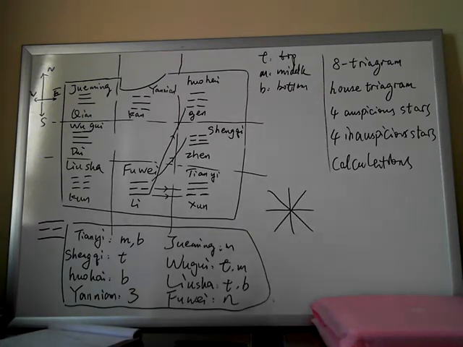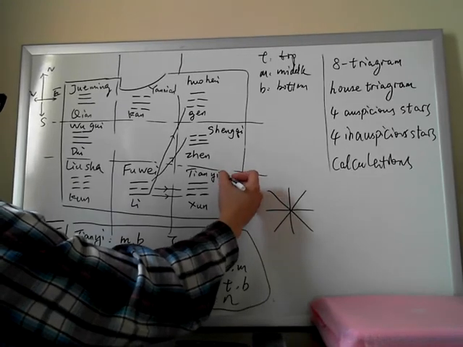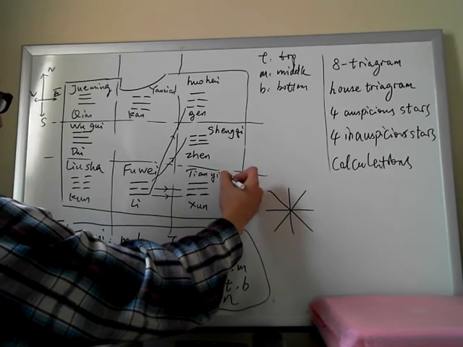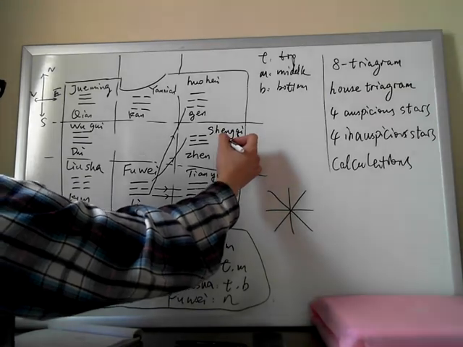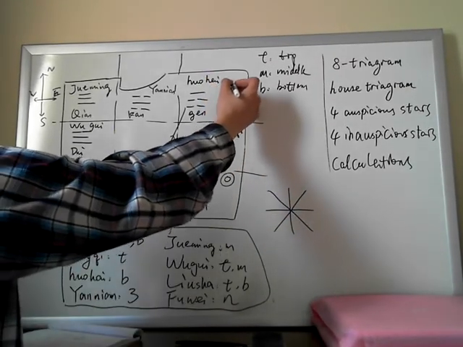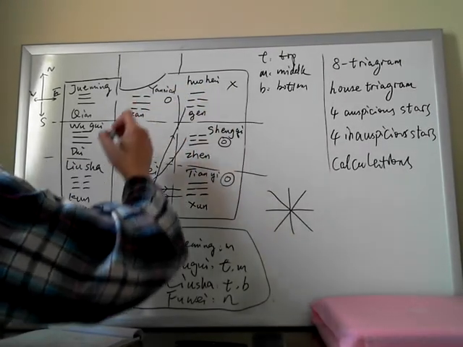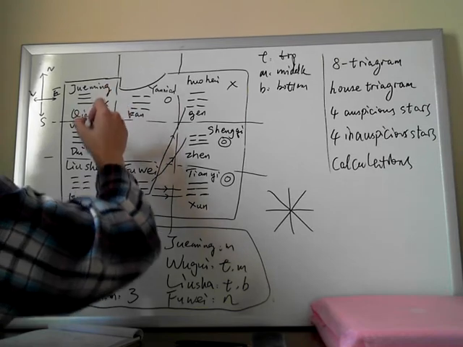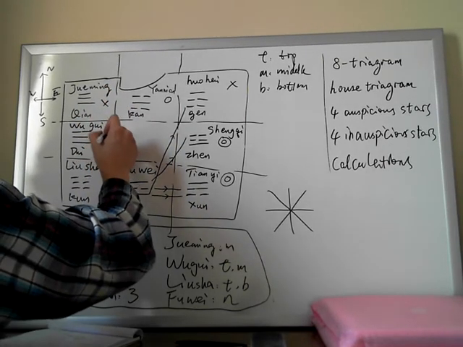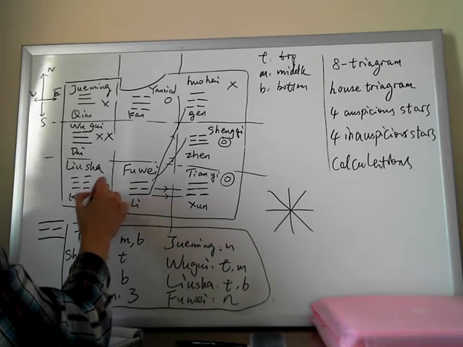And okay, so let's see. In this house, Tianyi is the most auspicious one, the number 1 auspicious star. Sheng Qi is very auspicious as well. And Huohai, not so good, but not so bad. 延年 auspicious. 决明 inauspicious. 乌龟 the most inauspicious one. 流沙 well, kind of in between.